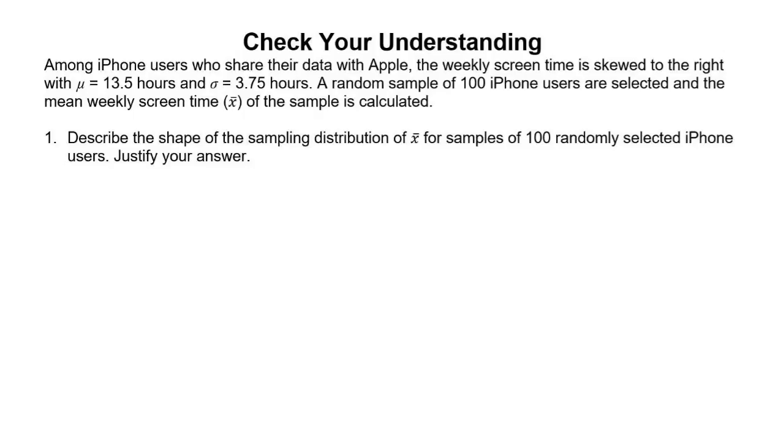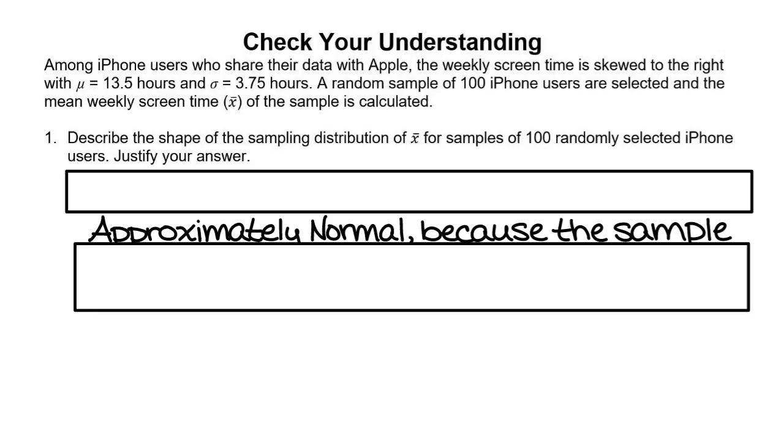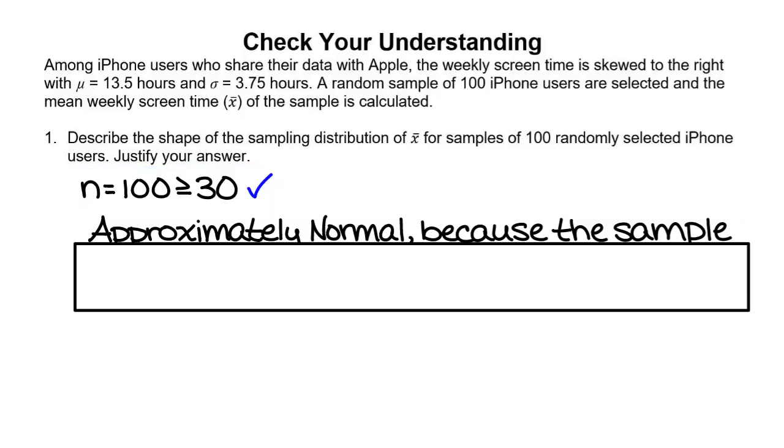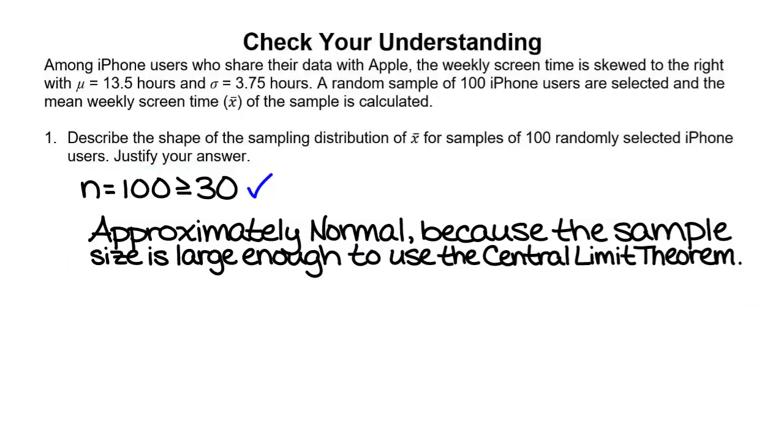Even though we can't see it, describe to me the shape of the sampling distribution. It'd be approximately normal. Why? Because of the central limit theorem. The sample is bigger than 30, so the sampling distribution is large enough to use the central limit theorem. This is distributed normally. Without this information in number 1, you can't do number 3, because you wouldn't know which function to use in the calculator.